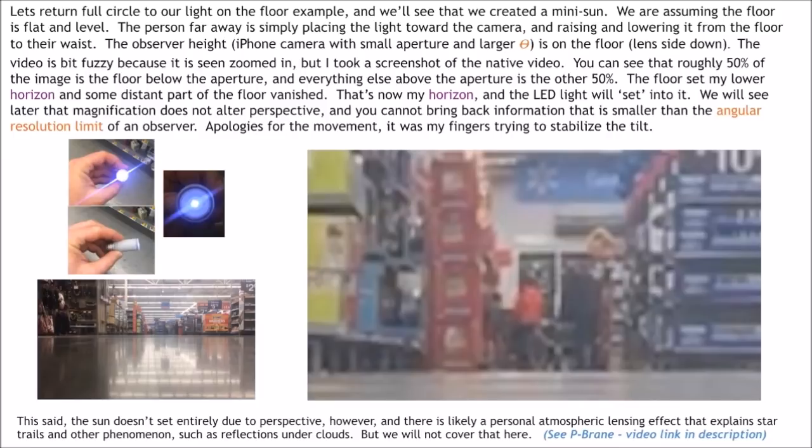But note the person here, and she is holding the flashlight pointing towards us, just raising it and lowering it, and you'll see it. It's on a loop, so it just goes back and forth, but you'll see it disappear and reappear to the observer.